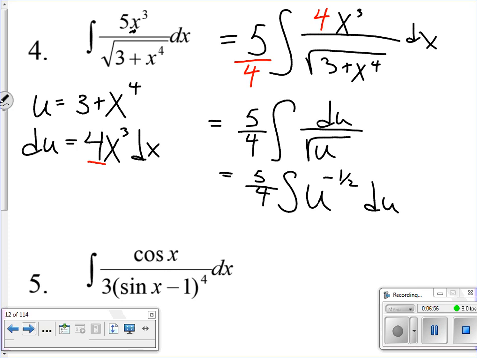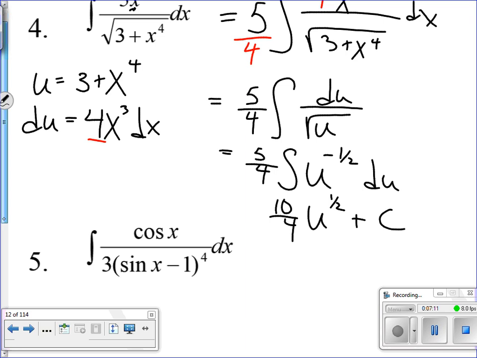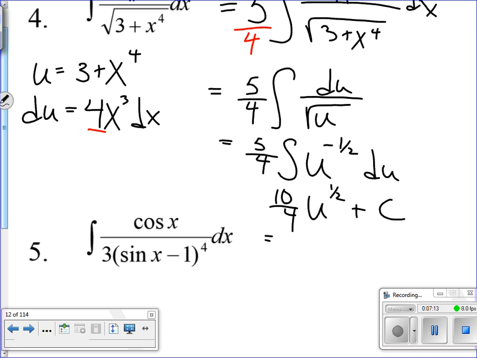Now we apply the power rule, so we add 1 to the old exponent, making it 1/2. Negative 1/2 plus 2/2 is 1/2. Then you multiply by 2. So we have 10/4 out front. So for our final answer, we would have 10/4 or 5/2 square root of u. U to the half is a square root. And u is 3 plus x to the 4th. And no, you do not have to write it with the radical.